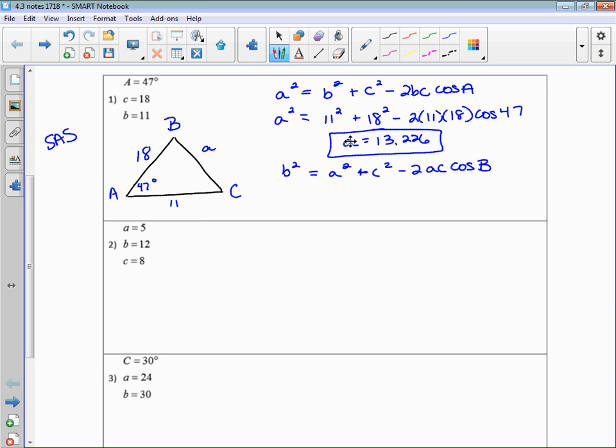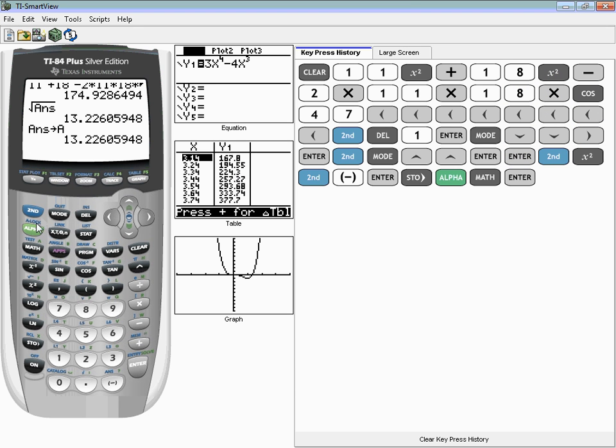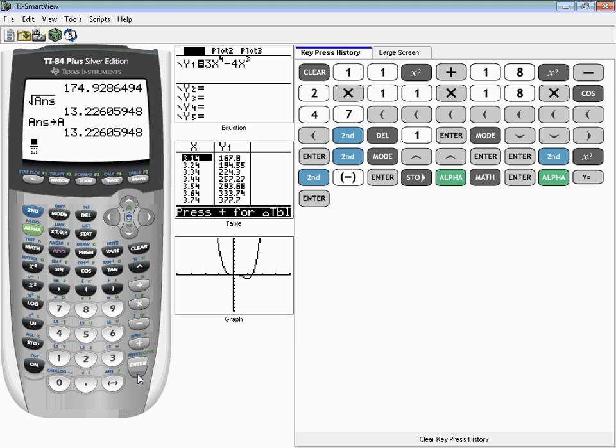So what we're looking at is b squared minus a squared minus c squared, over negative 2 times a times c. And that's going to equal cosine of b. So on your calculator, pull that up here for you again. If you have a newer calculator, I would use the fraction key. The shortcut for that is alpha y equals. And then just type in your fractions.